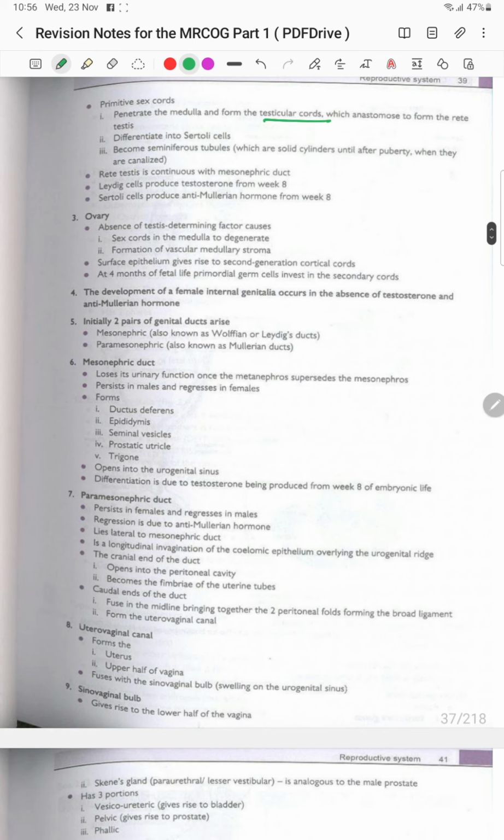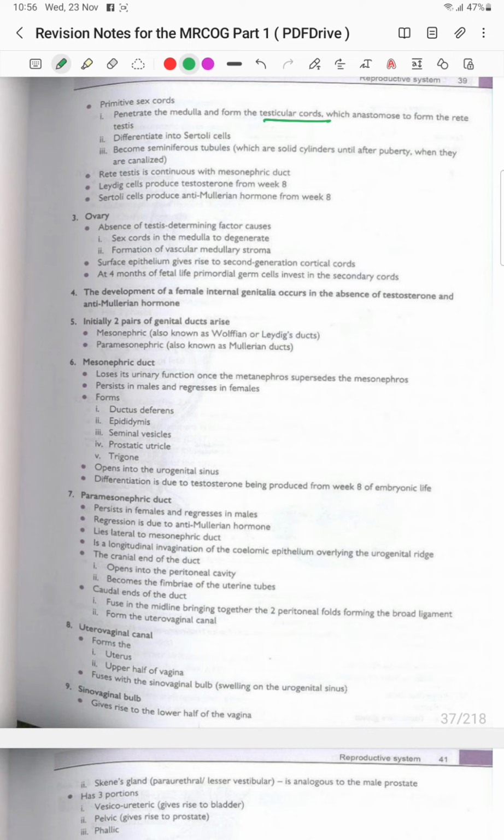They differentiate into the Sertoli cells and become the seminiferous tubules, which are solid cylinders until after puberty, when they are canalized. The rete testis is continuous with the mesonephric ducts, and the Leydig cells produce testosterone from the week eight, and Sertoli cells produce anti-Mullerian hormone from the week eight.